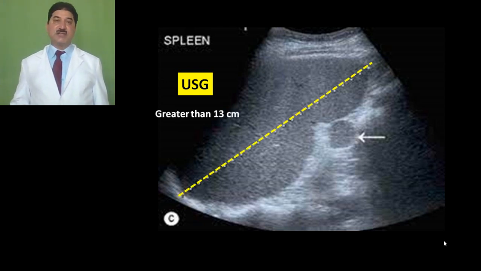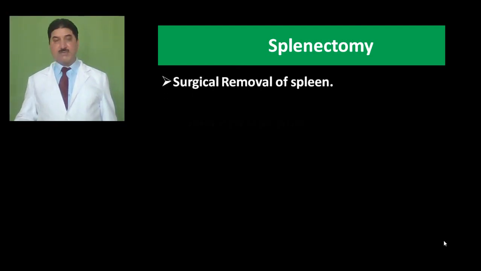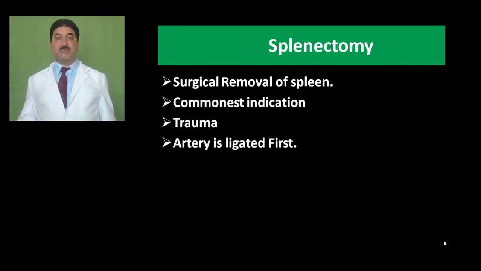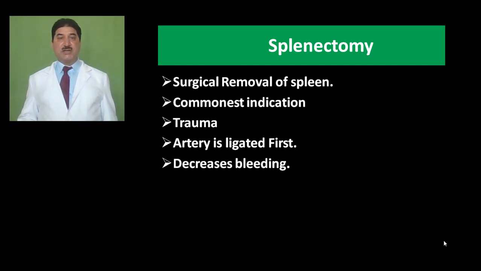What is splenectomy? Surgical removal of the spleen is called splenectomy. Commonest indication for splenectomy is trauma. During splenectomy, the splenic artery is ligated first, followed by the splenic vein. This decreases bleeding. It also decreases size of spleen, so makes mobilization easier.